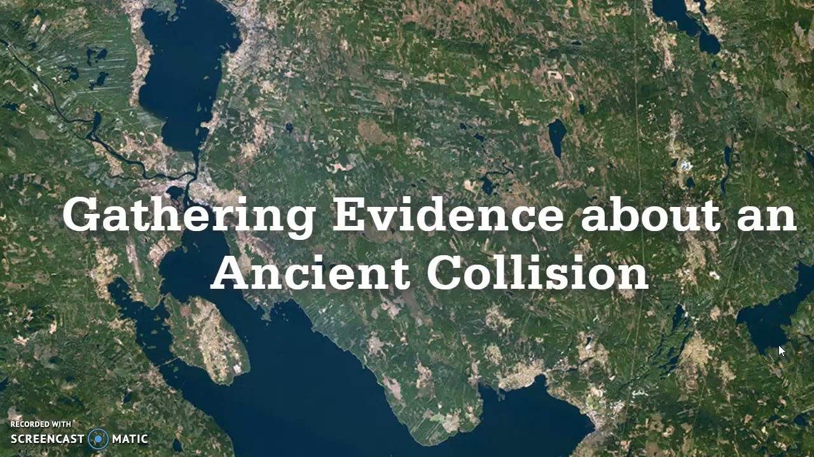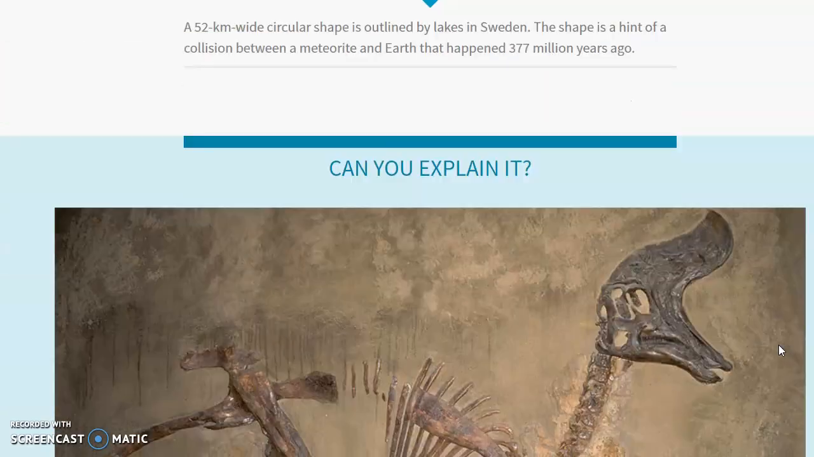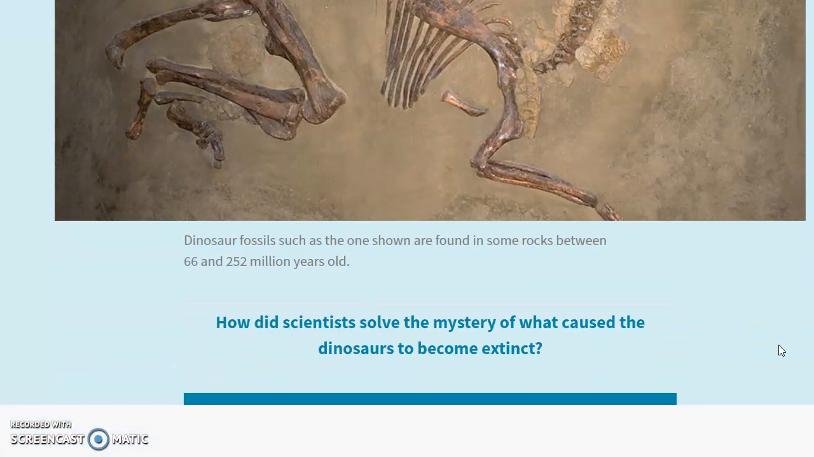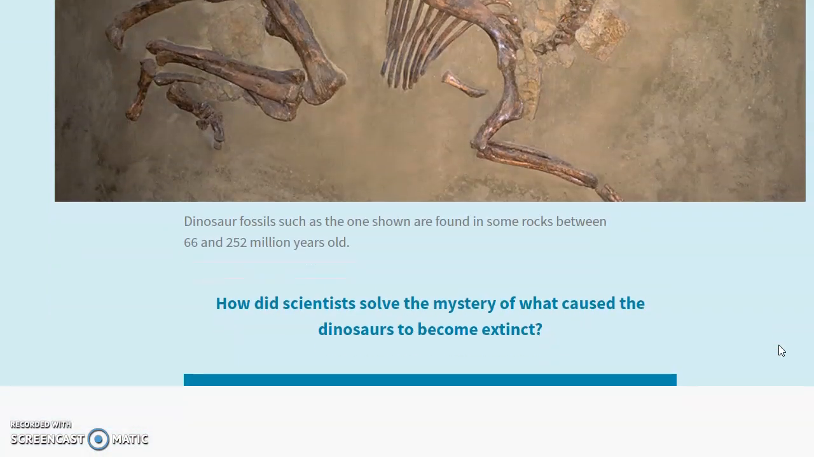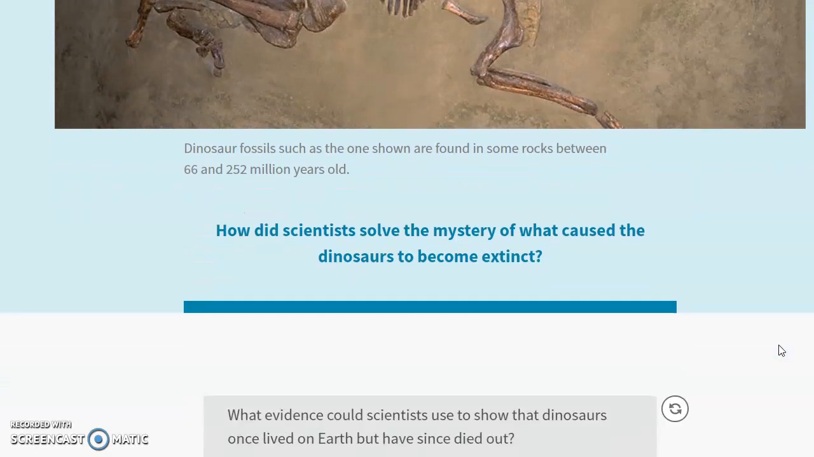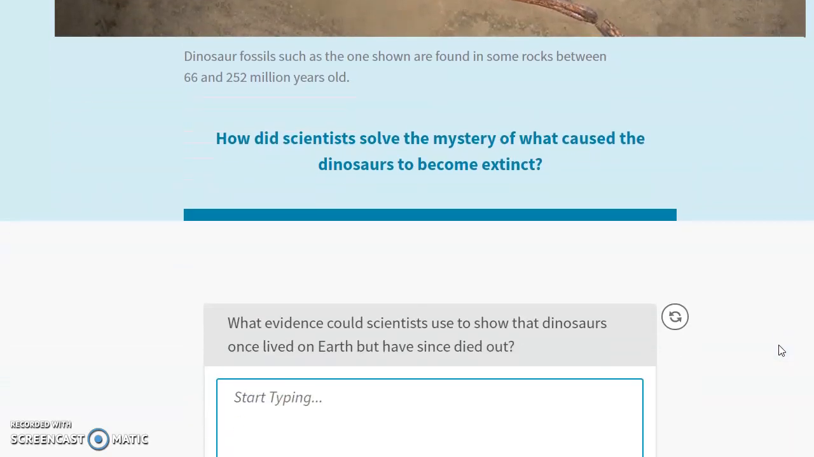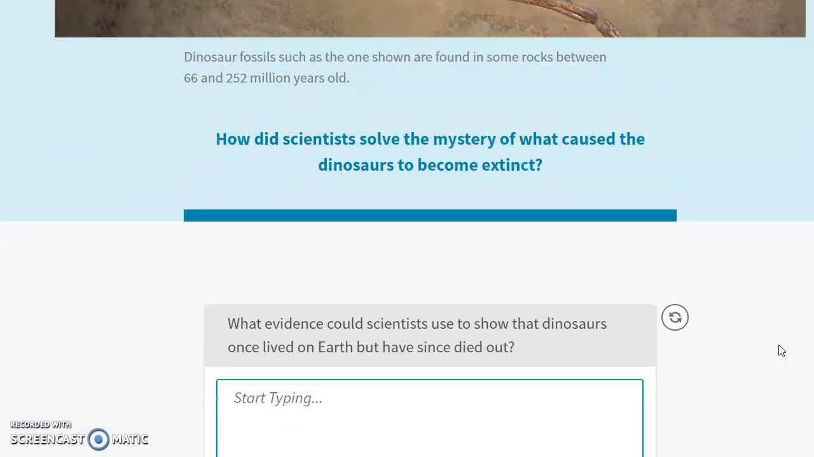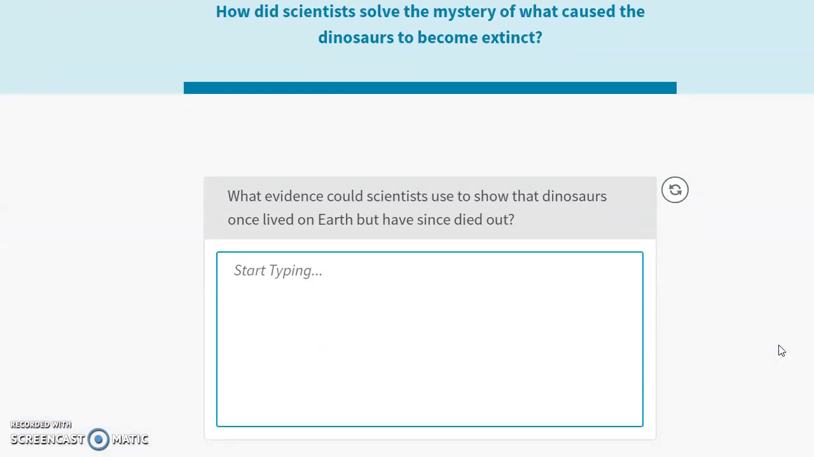Okay, 8th grade science, lesson 1, opener, about explaining this dinosaur and the fossils that are found in the rocks. They know it's between 66 and 252 million years old. So how do they solve what made this dinosaur extinct? What evidence could scientists use to show that dinosaurs once lived on the earth, but then have since died out?